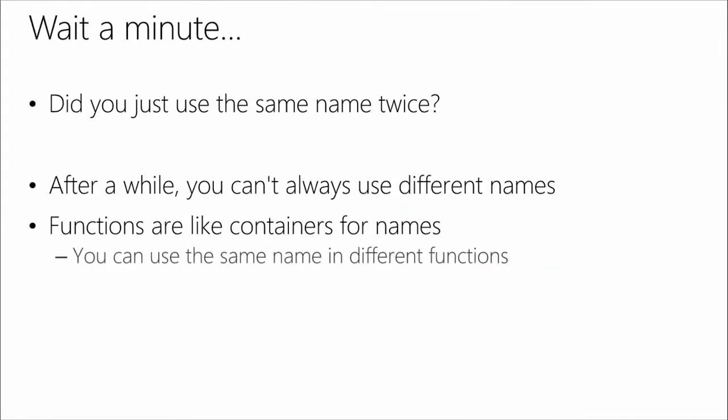Now, before I go back and do my demo, you'll notice there's my slide on scope. It came up earlier than here. But after a while, you just can't always use different names. You can use the same file name in two different folders, and sometimes that's what you need. Keep using the same name when appropriate. Okay.